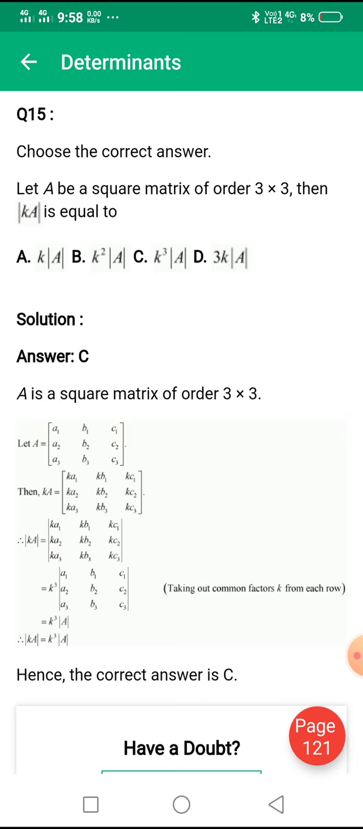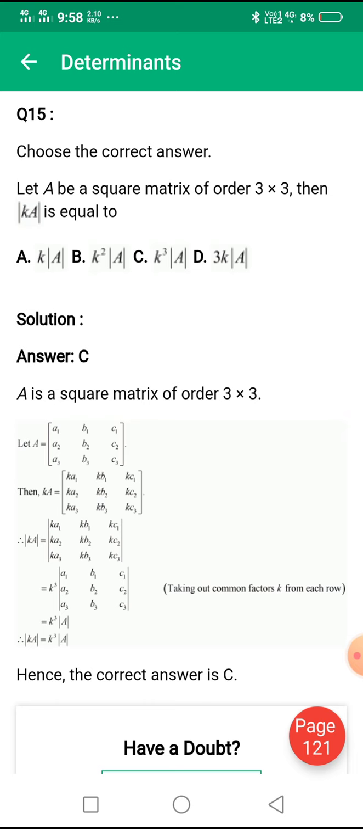We are asked to multiply a constant k with matrix A, that is a multiplication of a scalar with a matrix. This k will multiply with each and every element of matrix A. Now taking the determinant will change my square brackets into the determinant sign. Now if I want to take k common from row 1, row 2 and row 3, I can, as we have k as a common factor in each row.